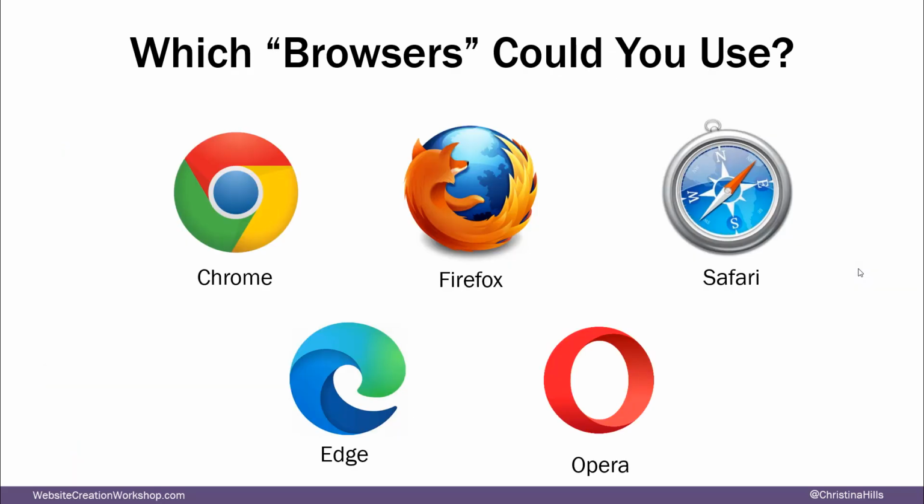All right, so which browsers could you use? So I'm just going to talk a little bit about the different browsers. And in this slide, you can see there's Chrome, Firefox, Safari, Edge, and Opera. Not that many people use Opera. I've never used Opera. Edge used to be called Internet Explorer. I don't know why they changed the name of it, but I used to use it. I don't. I primarily use Chrome and Firefox.